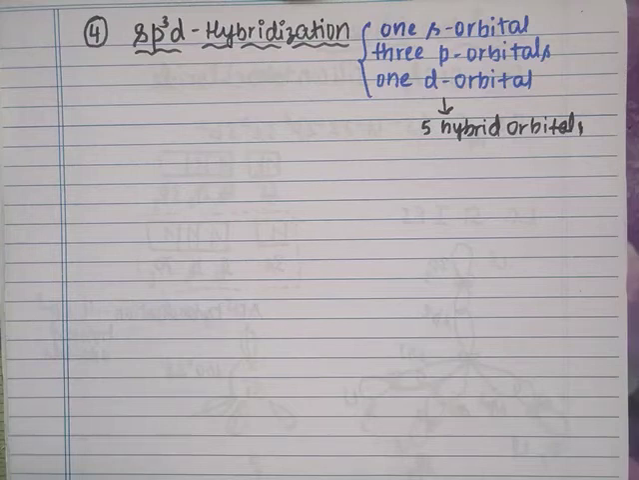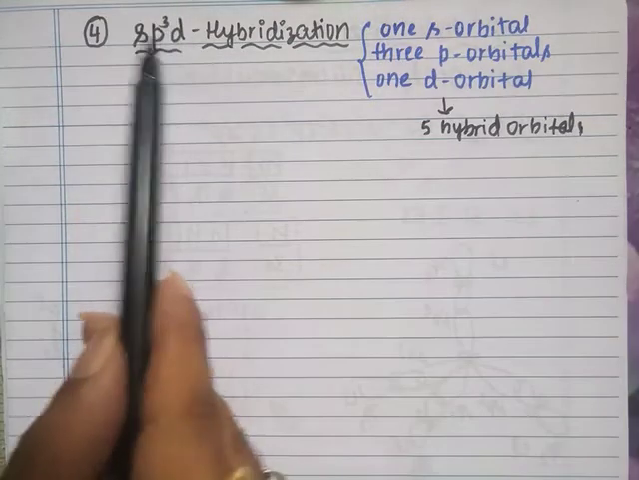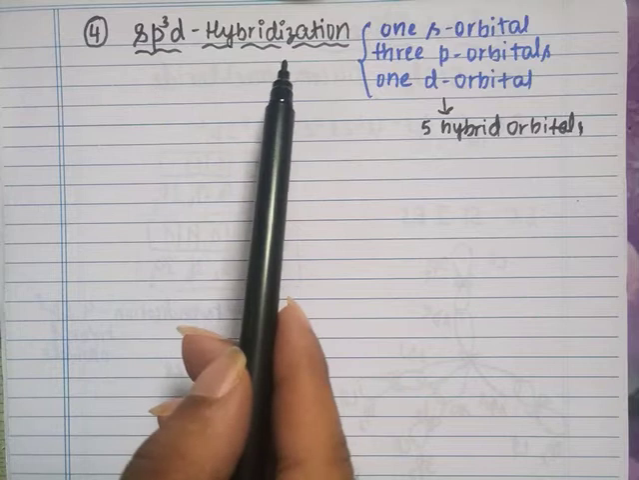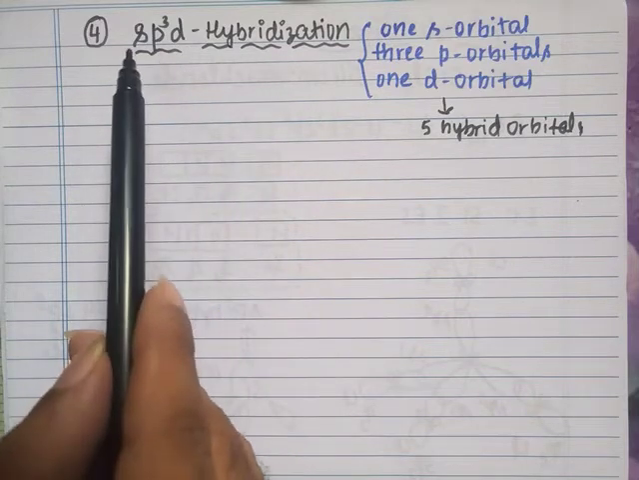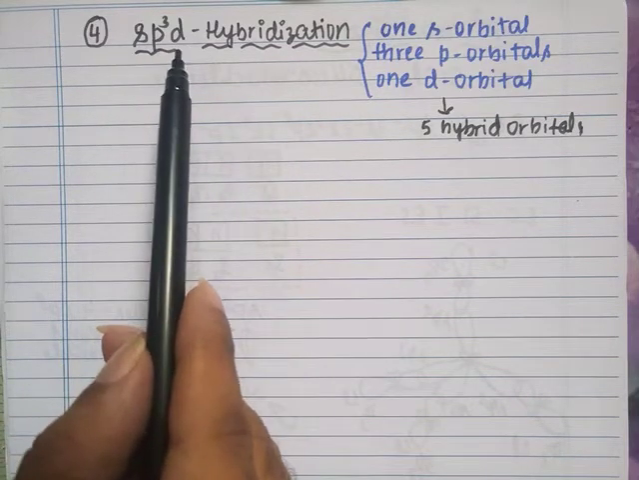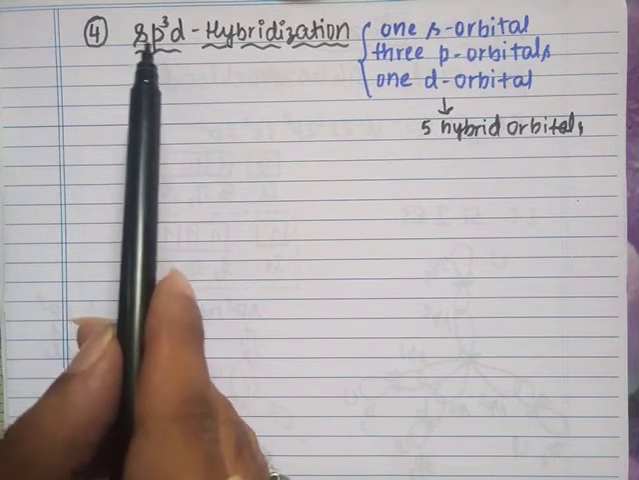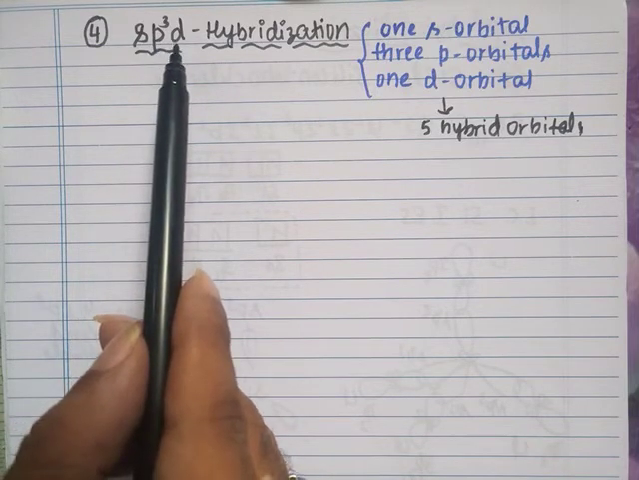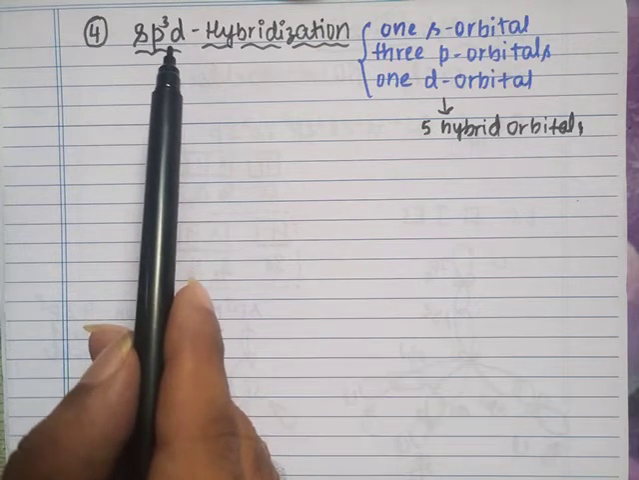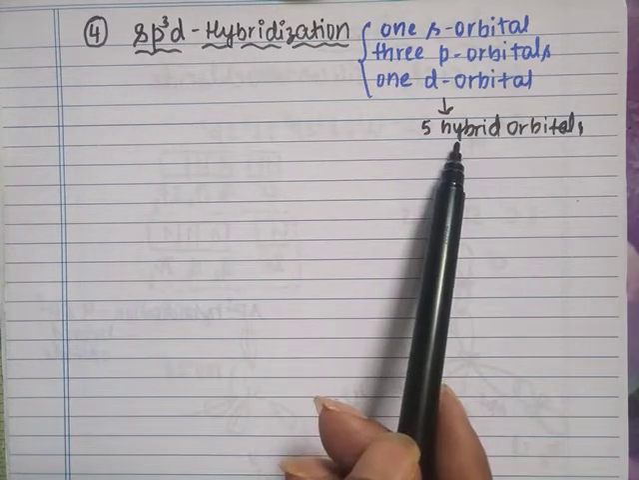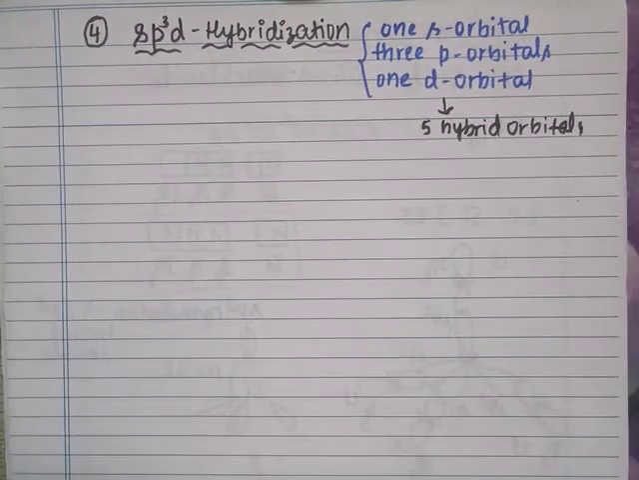Hello dear students. In the previous class we discussed sp, sp2 and sp3 hybridization. So in today's class, let us discuss sp3d hybridization. That means in sp3d hybridization, one s orbital, three p orbitals and one d orbital undergo hybridization to form five hybrid orbitals. So that is called sp3d hybridization.